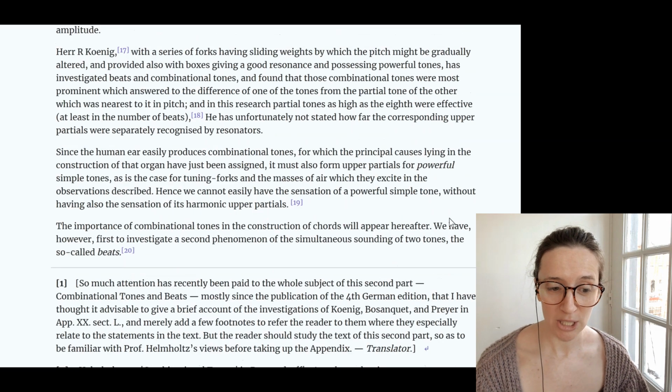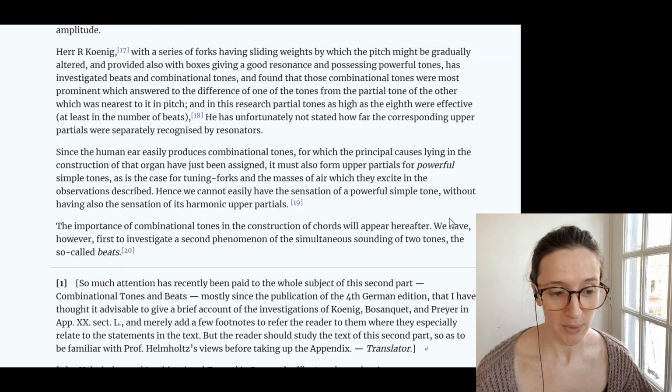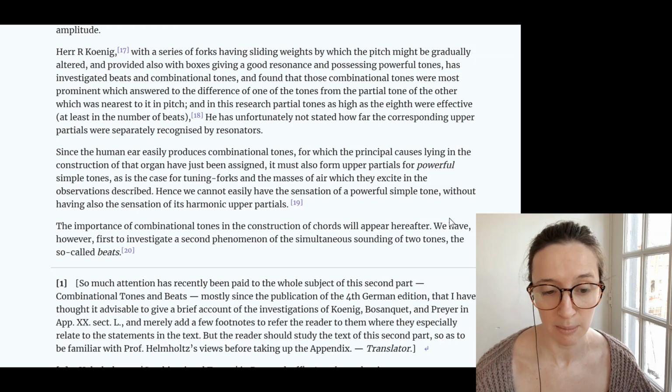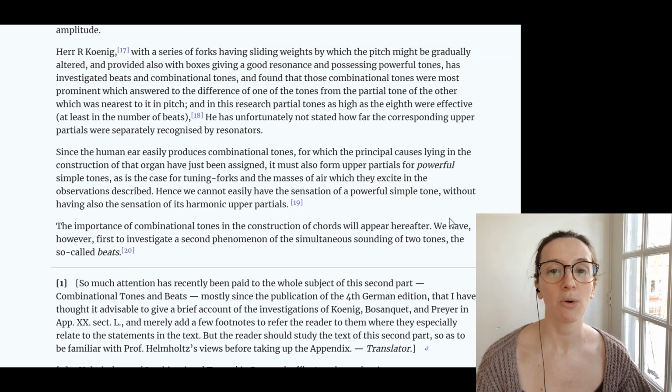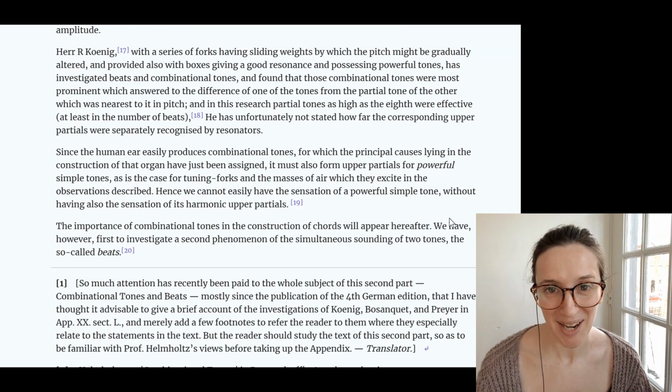The importance of combinational tones in the construction of chords will appear hereafter. We have, however, first to investigate a second phenomenon of the simultaneous sounding of two tones, the so-called beats, which we will get to in the next chapter.